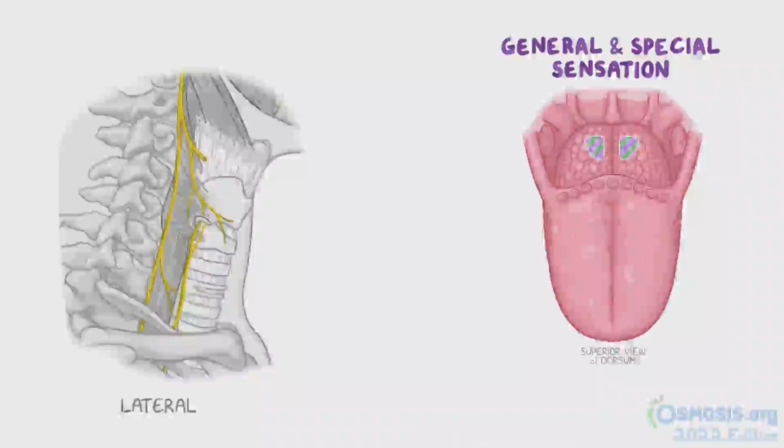By contrast, a small area of the tongue just anterior to the epiglottis is supplied mainly for general, but also some special sensation via the internal laryngeal nerve, a branch of the vagus nerve.